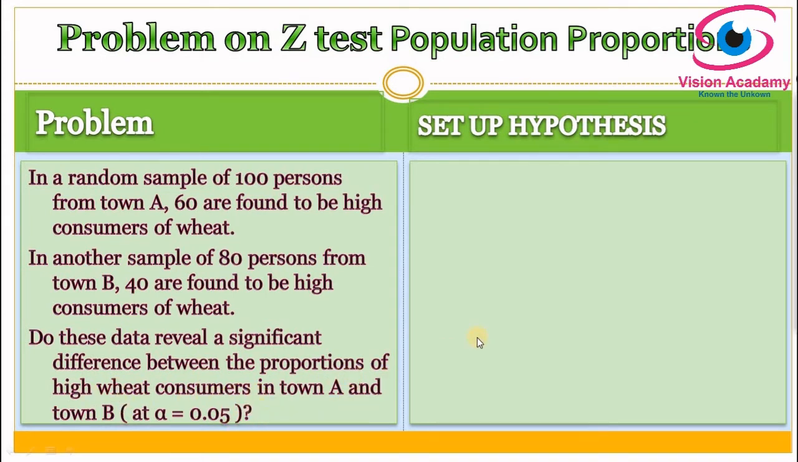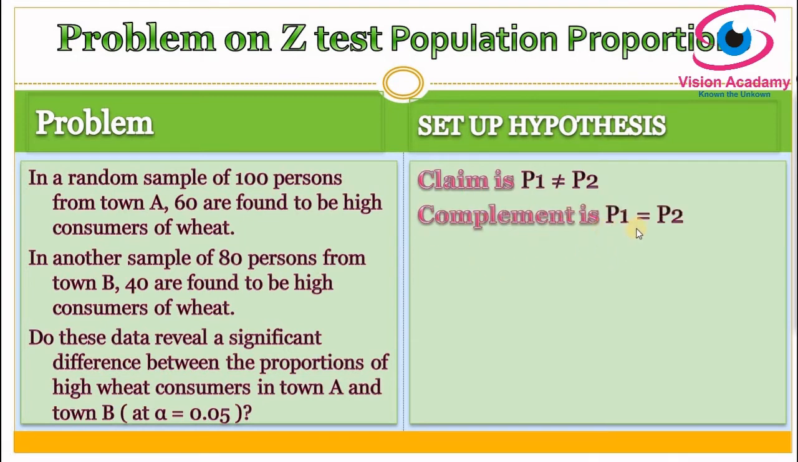So we want to test the proportion of high consumers of wheat in two towns, that is P1 and P2. So our claim would be P1 not equal to P2. Since we want to test whether the proportions of town A and B are not equal, our population claim would be P1 not equal to P2. Since the claim is P1 not equal to P2, its complement would be P1 equal to P2.